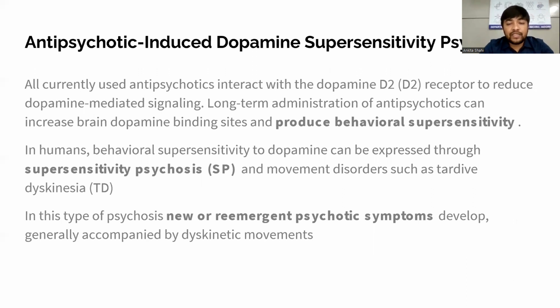All currently used antipsychotics interact with the D2 receptor due to dopamine mediated signaling. Long-term administration of antipsychotics can increase brain dopamine binding sites and produce behavioral supersensitivity. In humans, this behavioral supersensitivity to dopamine can be expressed through supersensitivity psychosis and movement disorders such as tardive dyskinesia. So in this type of psychosis, new or re-emergent psychotic symptoms develop, generally accompanied by dyskinetic movement. Again, the TD or the tardive dyskinesia in itself is explained by supersensitivity, right? So supersensitivity is not only in the motor system, but also in the mesolimbic system, whereby it is causing supersensitivity psychosis.